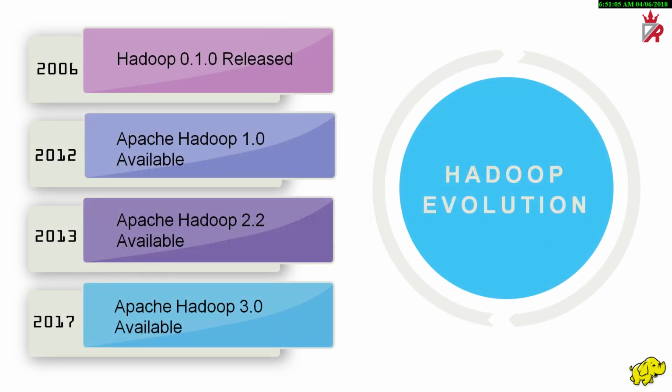Hadoop 0.1.0 was released in April 2006. The initial code that was factored out of Nutch consisted of about 5,000 lines of code for HDFS and about 6,000 lines of code for MapReduce. Hadoop continues to evolve to stand the test of time through the many contributions that are being made to the project, and hence it is still a popular and widely used big data technology.